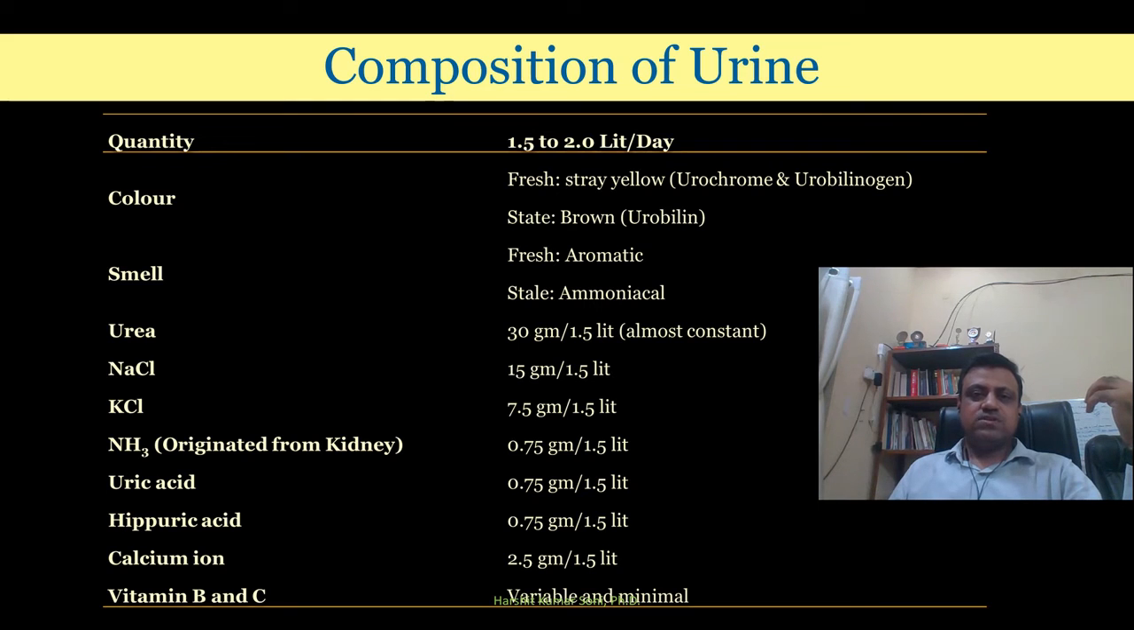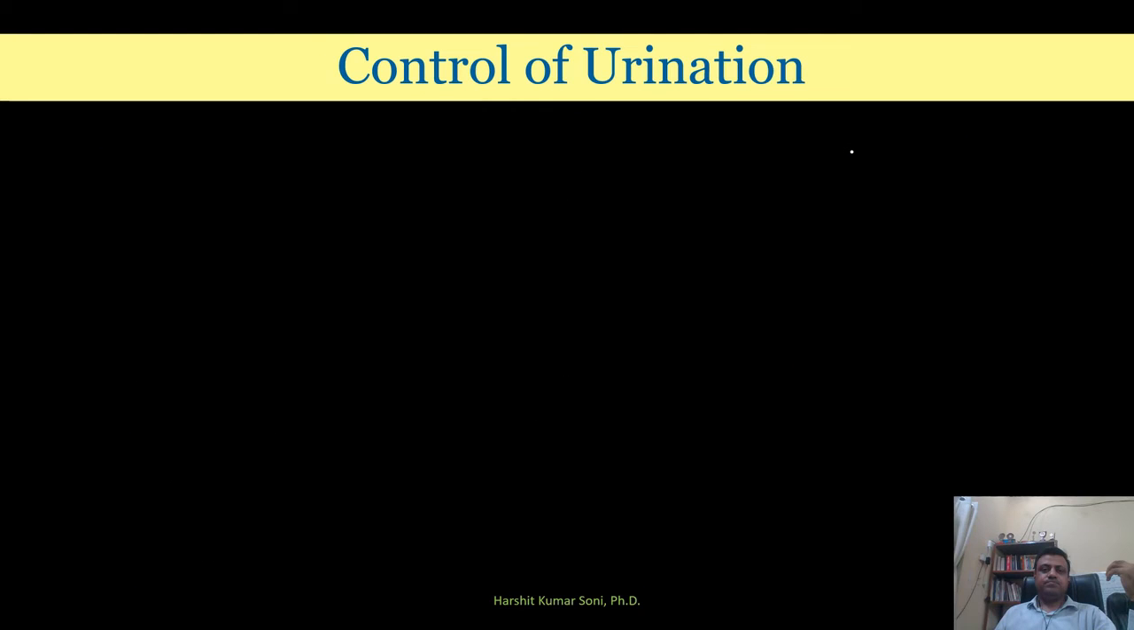So this is the composition of urine. Now, how is this urination controlled? The urination is also called micturition in medical terminology. So how is it controlled?